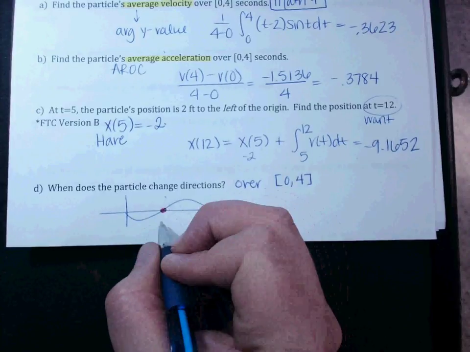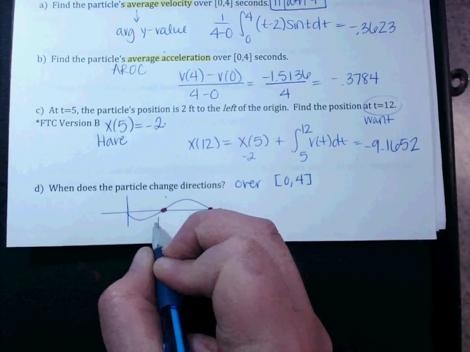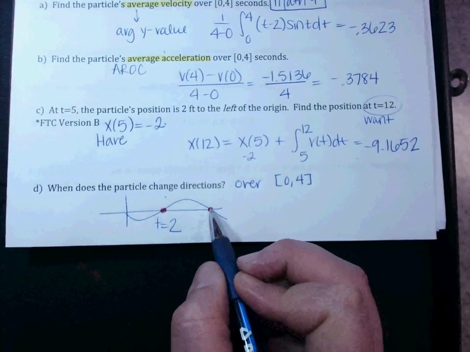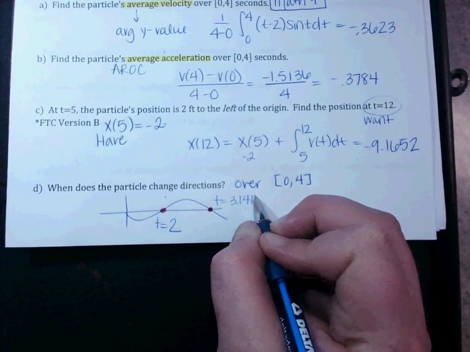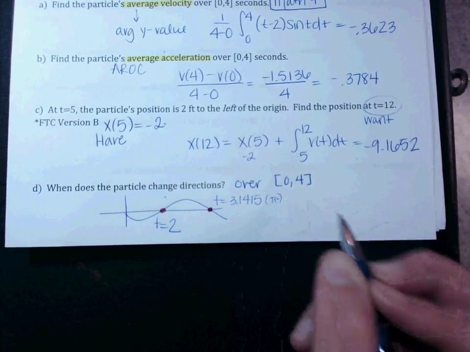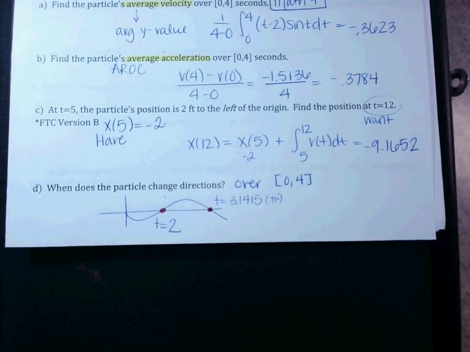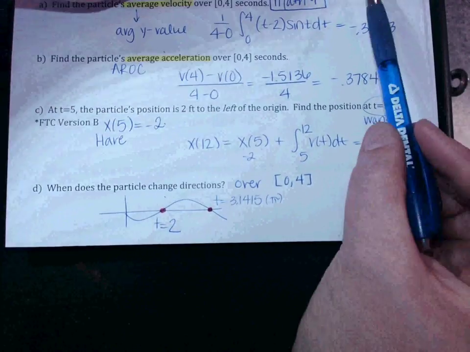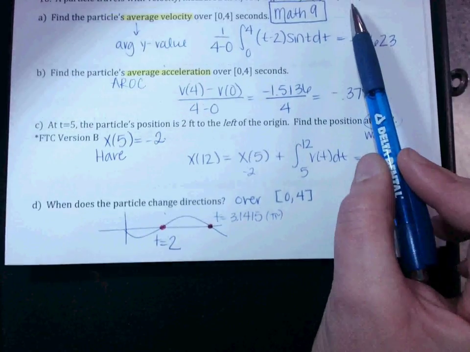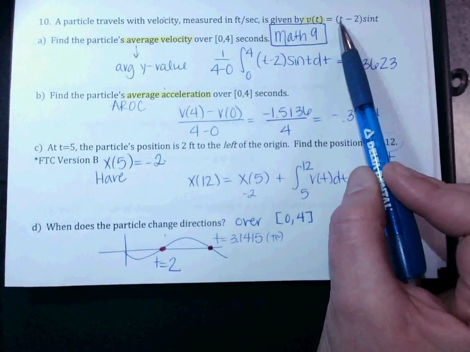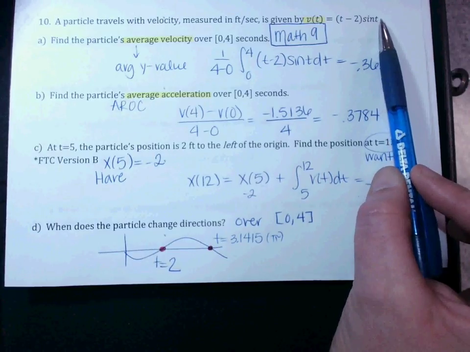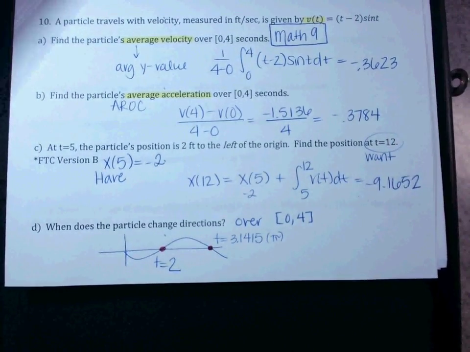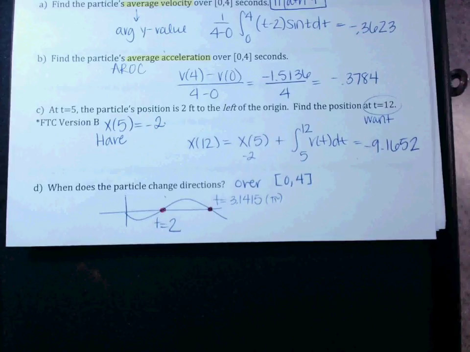And then this one is, anybody find the first one? 2? And then what's this one? 3.1415, which is pi. Now, could you have solved where it's equal to 0 by hand? Look at your equation. What will make t minus 2 0? 2. And what will make sine 0? Pi. So that should kind of make sense. Okay? And then if it said to justify, you'd say because v of t changes sign.